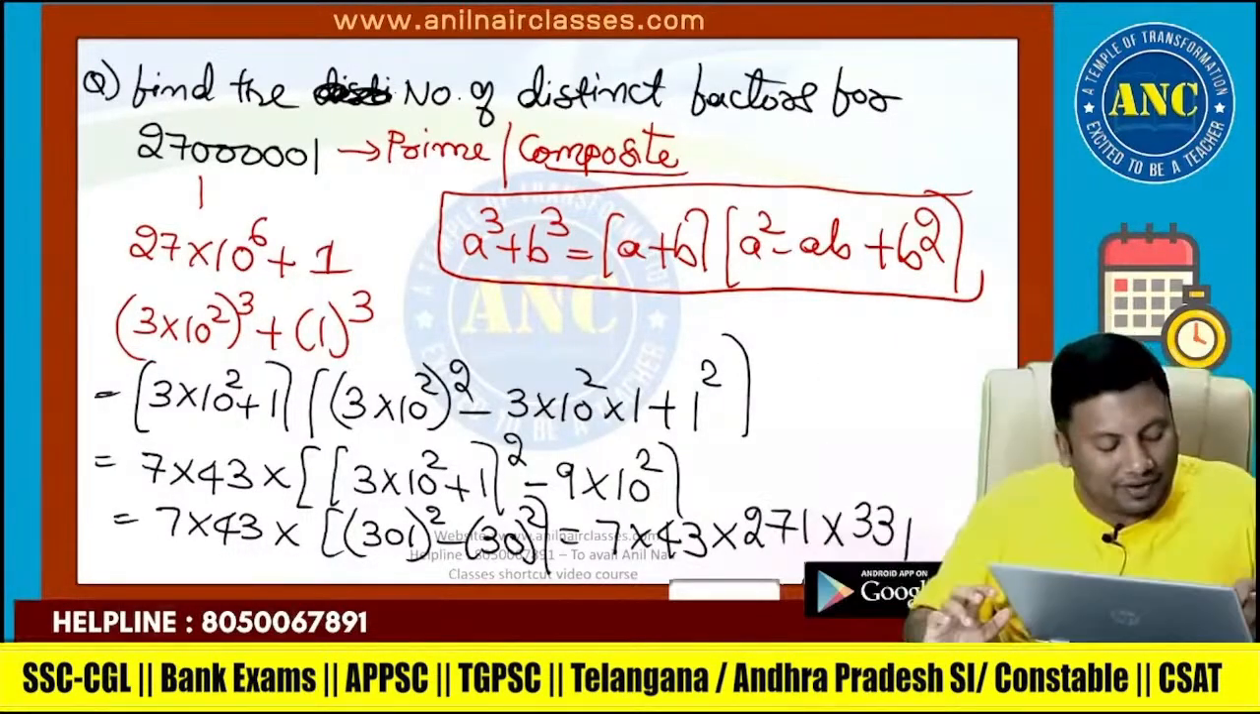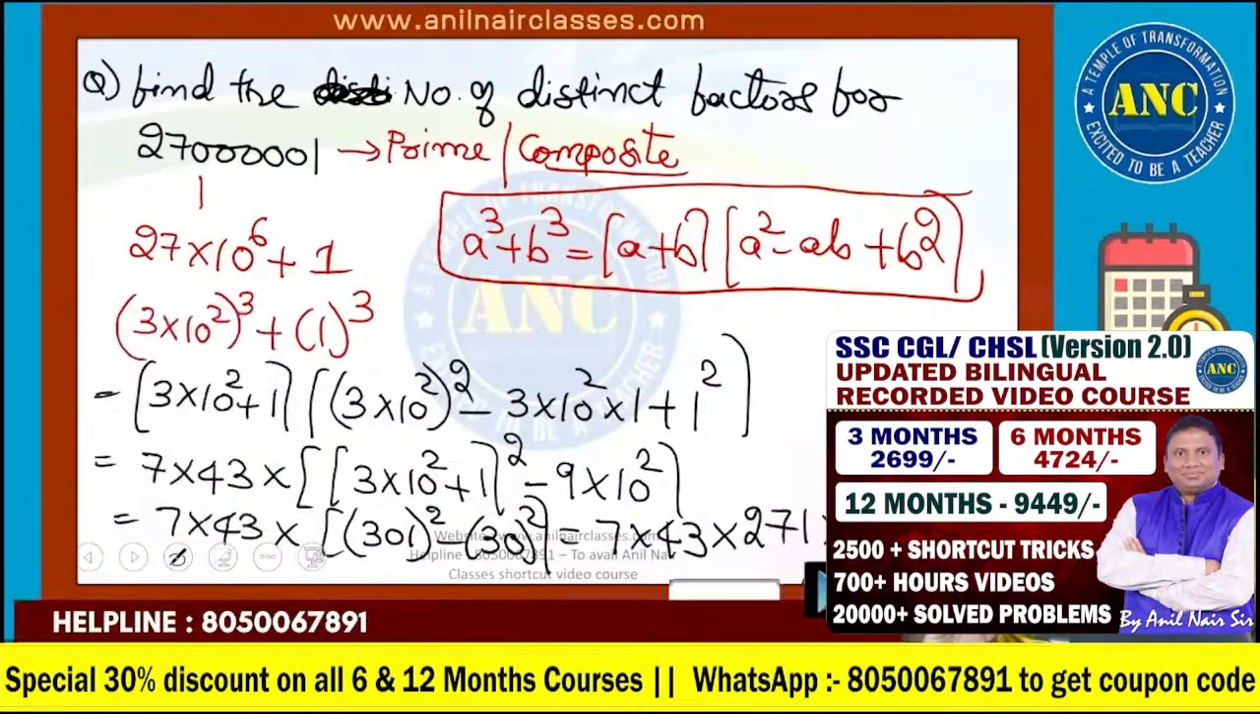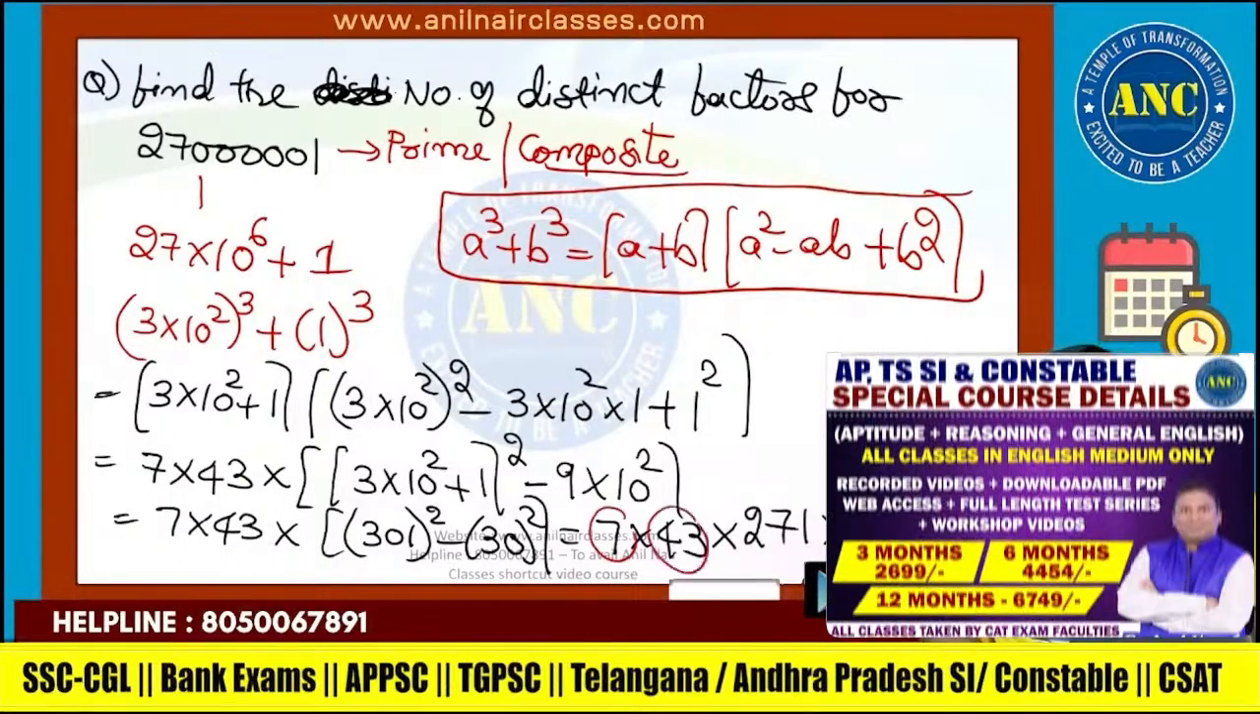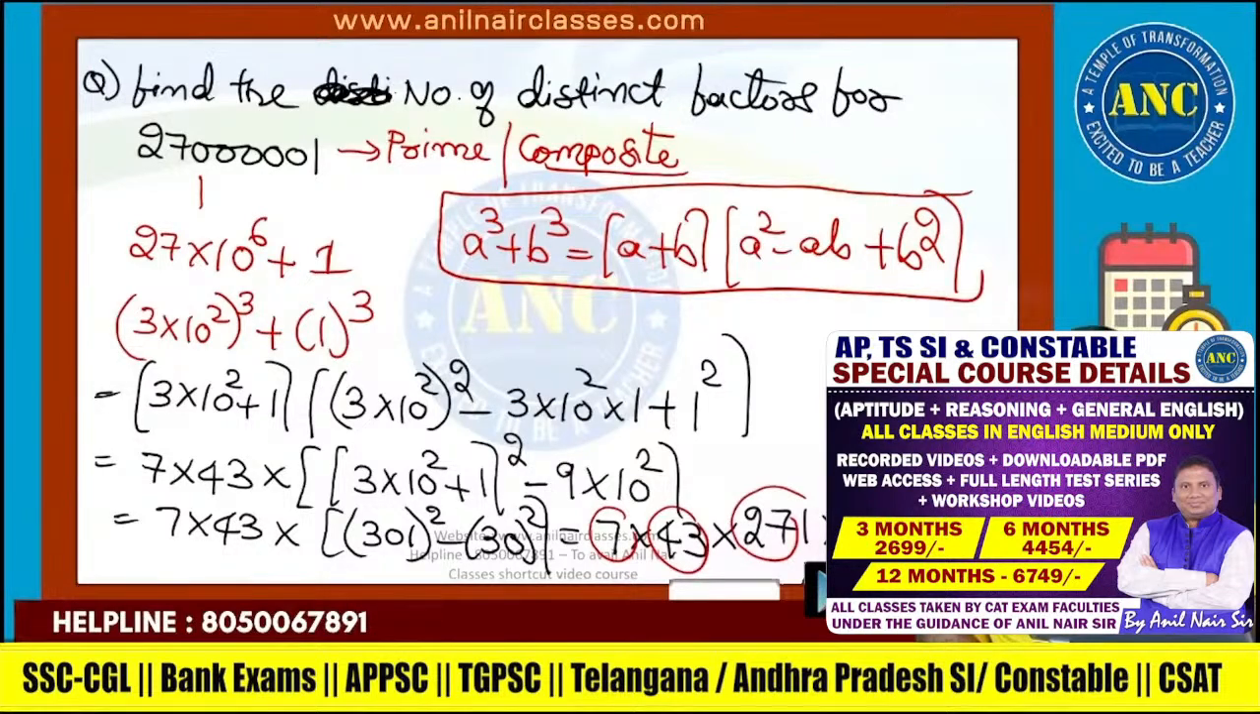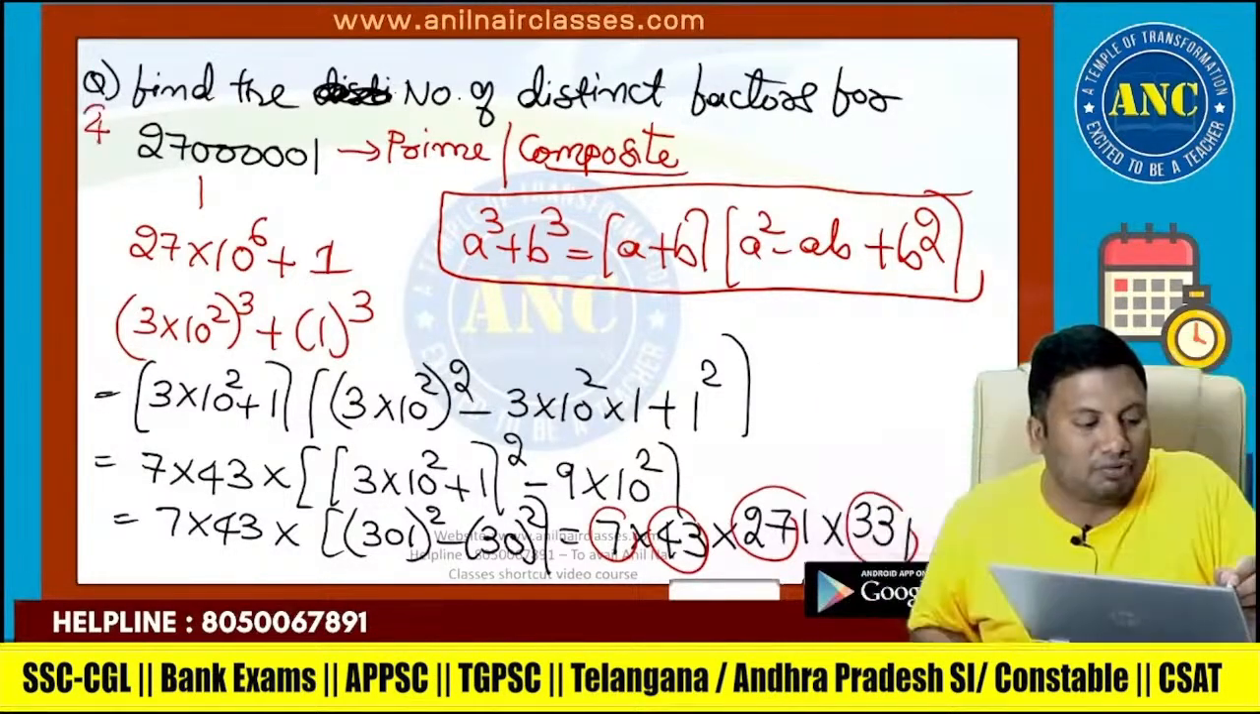27 followed by 5 zeros ending with 1 is a product of 4 prime factors: 7, 43, 271, 331. The answer for this question is 4.